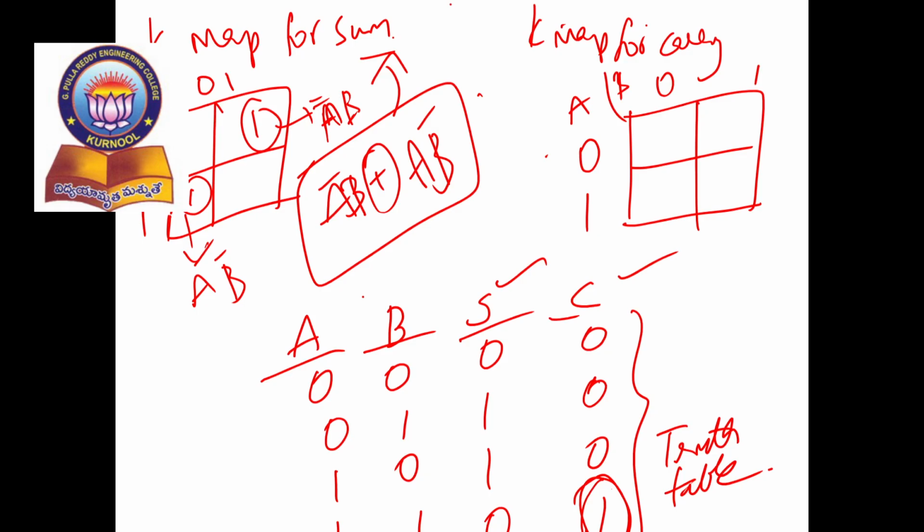So 1 we are getting with A input as 1 and B input as 1. A is 1 here and B is 1 here. So here we are mapping that one. And this can be written as AB. So 0 is not there, so we are not writing any complement, and this is the expression for the K map for carry.